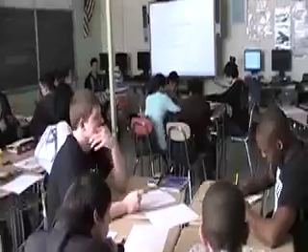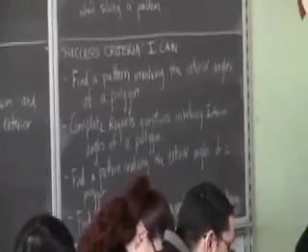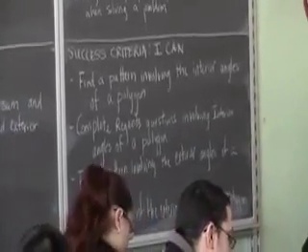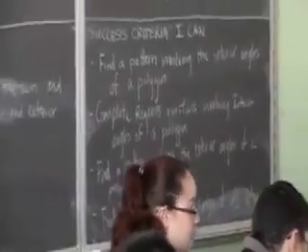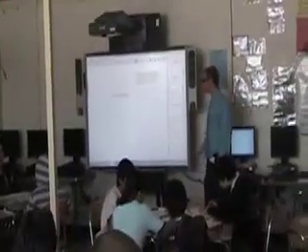Alright, so the second part of the success criteria: we found a pattern involving the interior angles of a polygon. The second part of our success criteria was to complete Regents questions involving the interior angles of a polygon. So that is what we're going to do next. So please don't put your notes away, because this is your exposure to the types of problems you're going to do with this formula. Are you done? Yes. Okay, here we go.